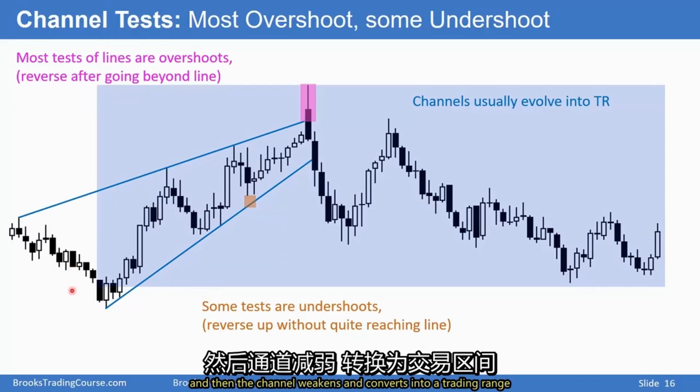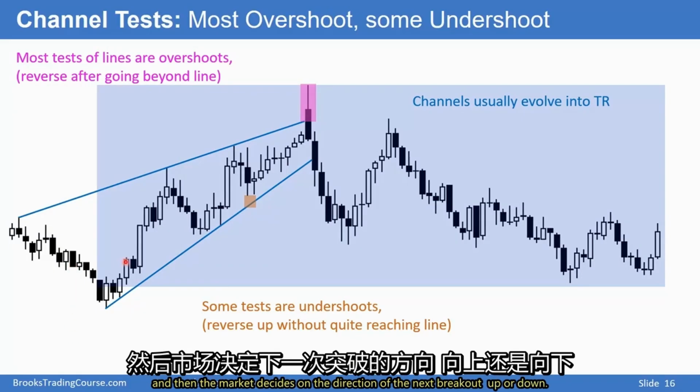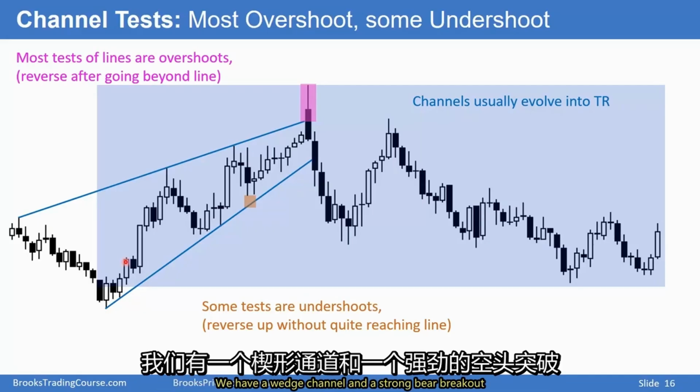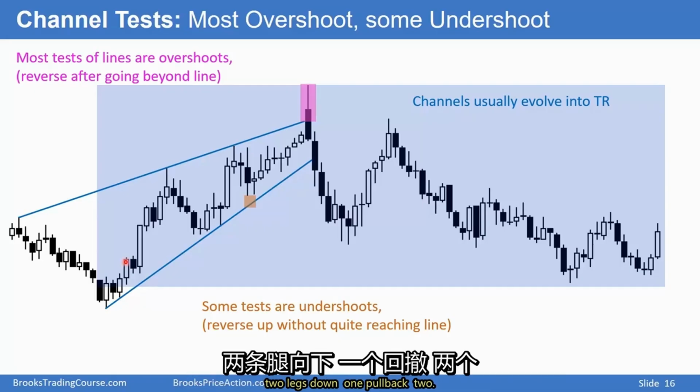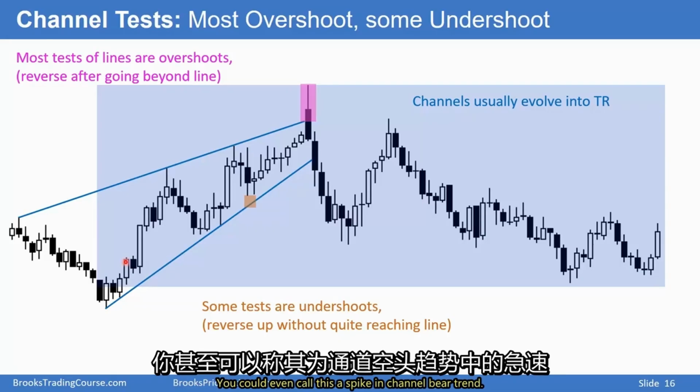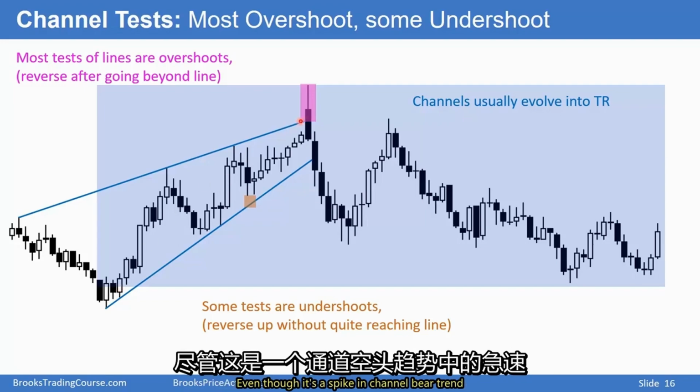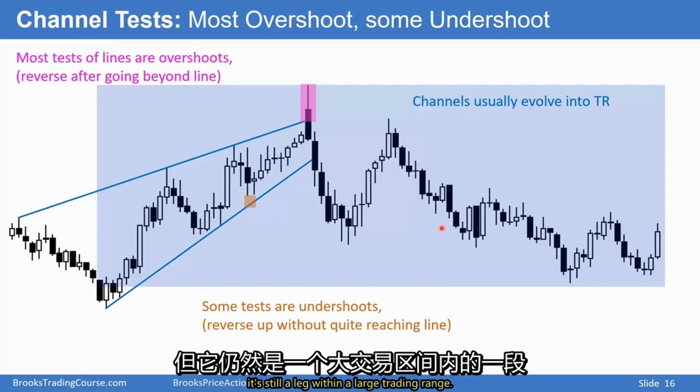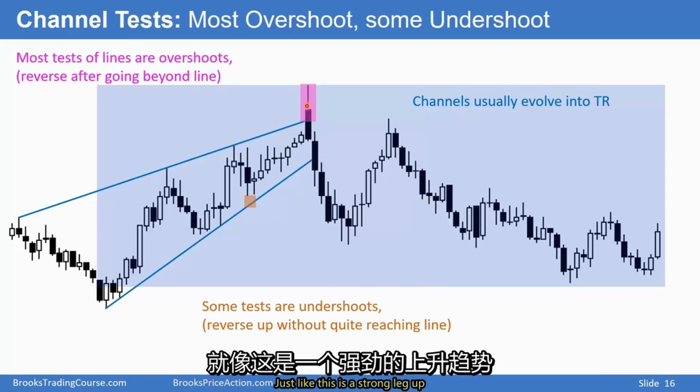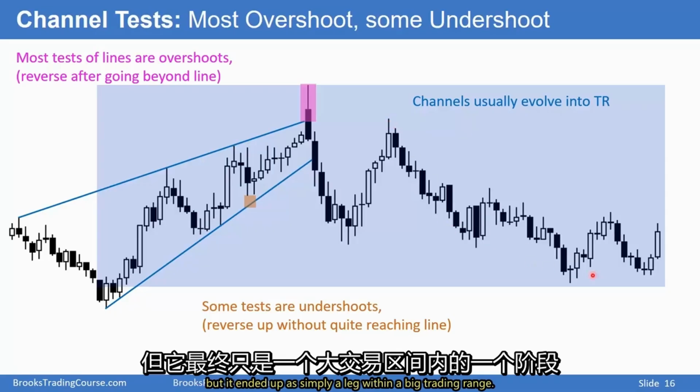The market cycle: you get a breakout, and then the trend weakens into a channel, and then the channel weakens and converts into a trading range, and then the market decides on the direction of the next breakout, up or down. We have a wedge channel and a strong bear breakout, 2 legs down, 1 pullback 2. You could even call this a spike in channel bear trend. Bear breakout, pullback, and then several steps down, and a bear channel, wedge bear channel.